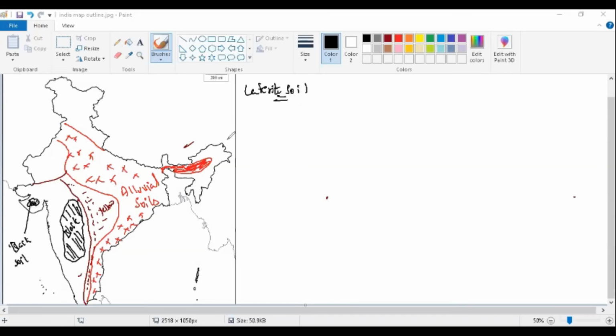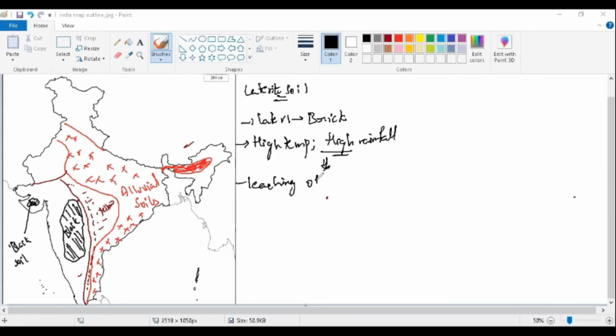Fine, tell me about this. Later means, in Latin terminology, brick. So it is found in the regions of high temperature and high rainfall. High rainfall leads to erosion of topsoil, which leads to leaching, meaning washing away of lime and silica. The leftover soil will be rich in oxides, which is not much suitable for cultivation. Hence we grow plantations.